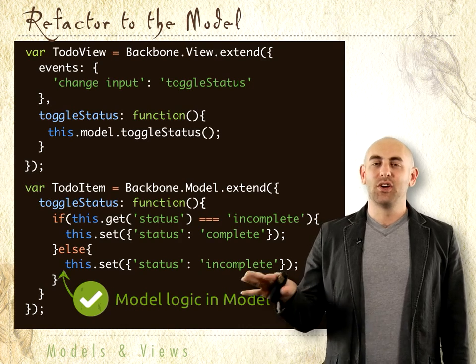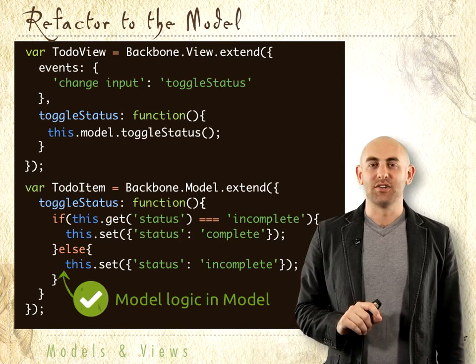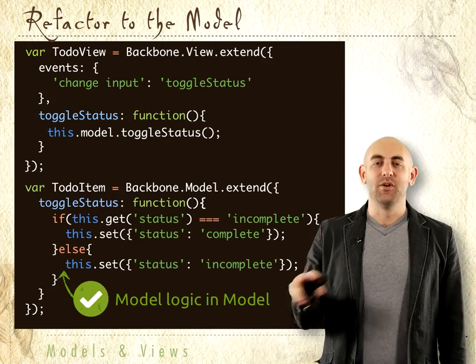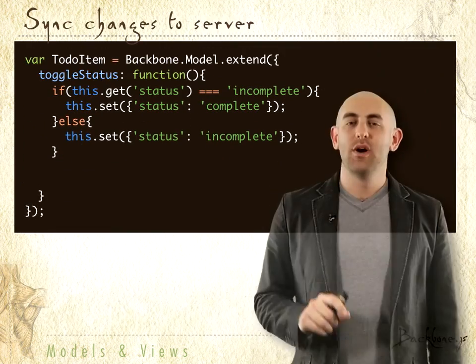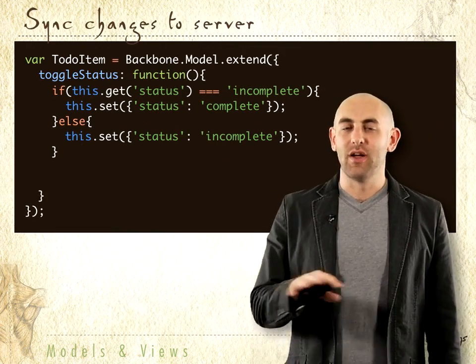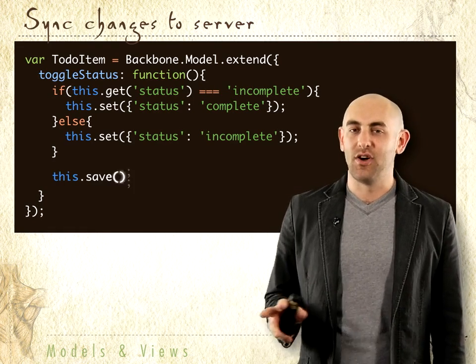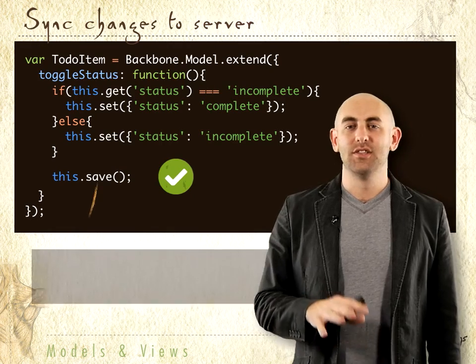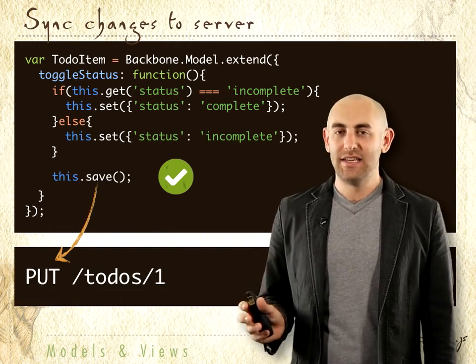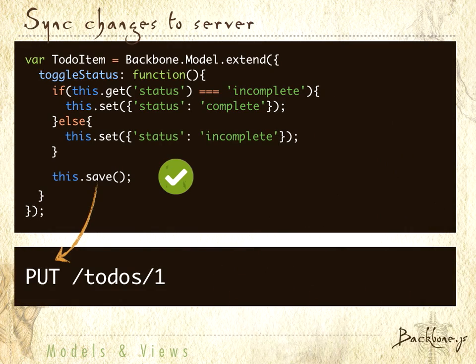As you can imagine, we could call the model's toggle status function from other places in our app, and it would do the right thing. We want to sync this change to the server whenever we call toggle status on the model, so this is a good place to put our save call, which will do a PUT request to to-do/id, in this case 1.